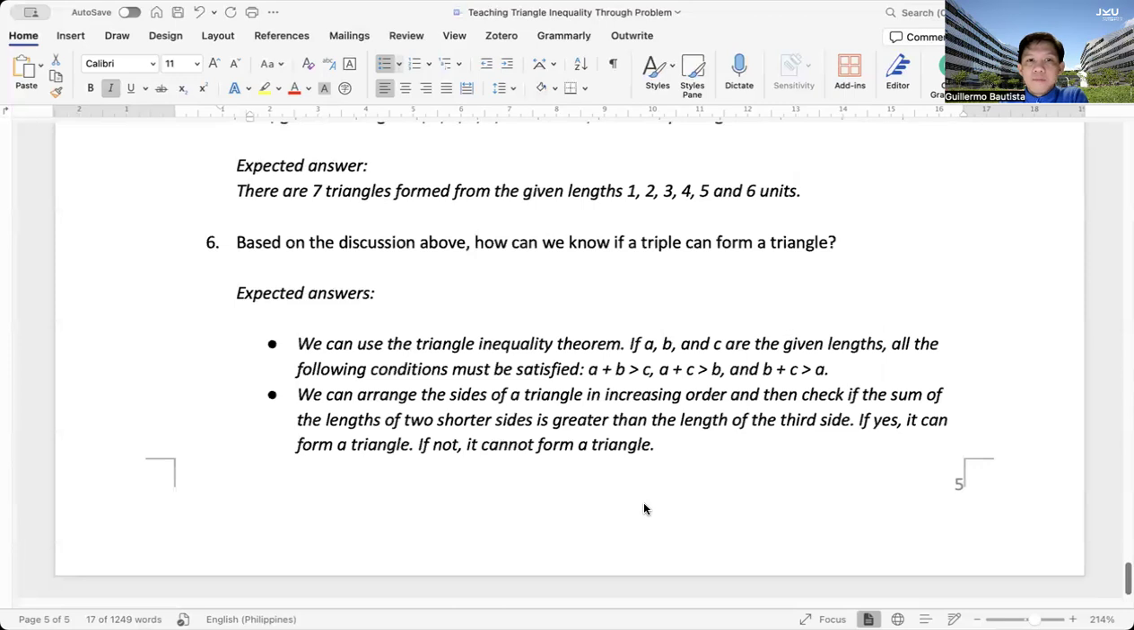Okay, so this is the summary. Based on the discussion, how can we know if a triple can form a triangle? So these are the possible answers. This is also the same as above. And for the systematic listing, this is the answer here. We can arrange the sides of a triangle in increasing or maybe decreasing order, and then check if the sum of the lengths of the two shorter sides is greater than the length of the third side.